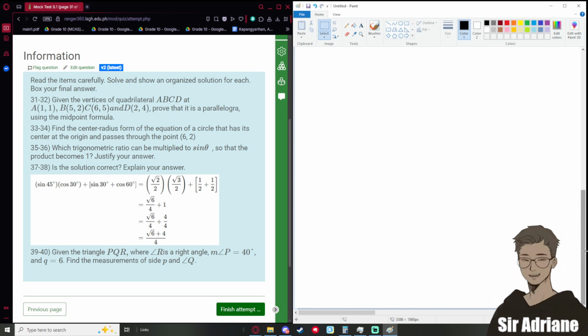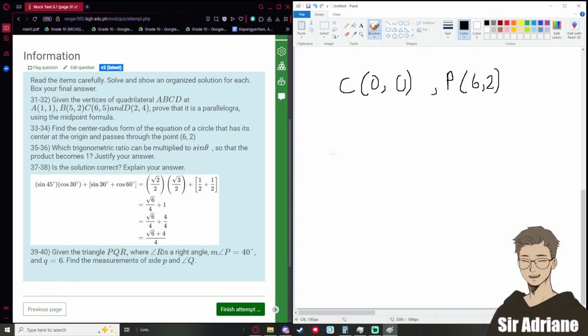Next, number 33 to 34. Find the center radius form of the equation of a circle that has its center at the origin and passes through the point (6, 2). Okay, this one's pretty simple. So we know that the center is at (0, 0), and the circle passes through the point (6, 2). Since we already have the center, we just need to look for the radius.